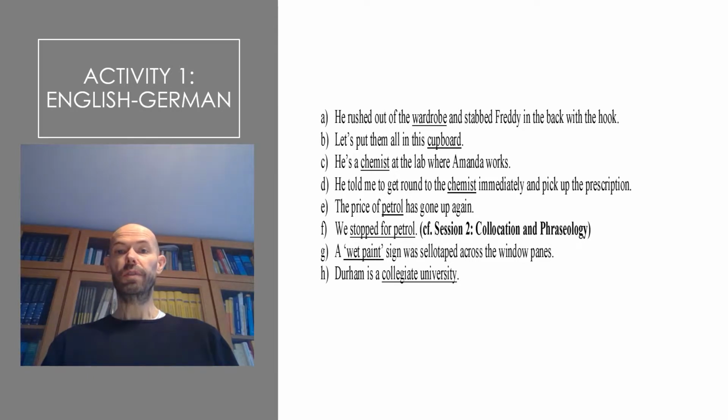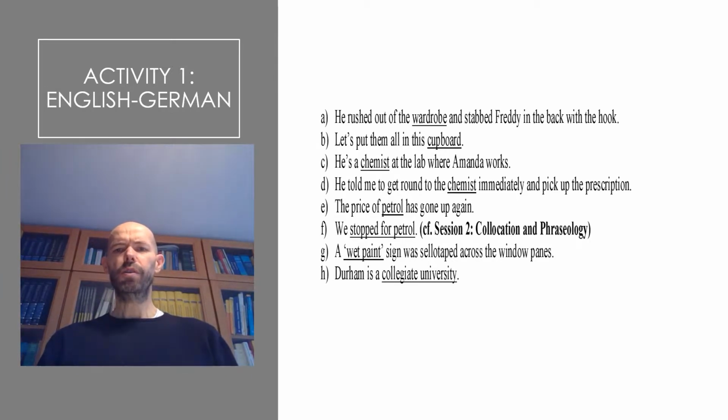Here's another set of sentences for you to translate. This time, this is usually about one-to-many equivalences, as you'll see. So I'd like to ask you again to stop the video at this point, and we'll come back together in a moment.